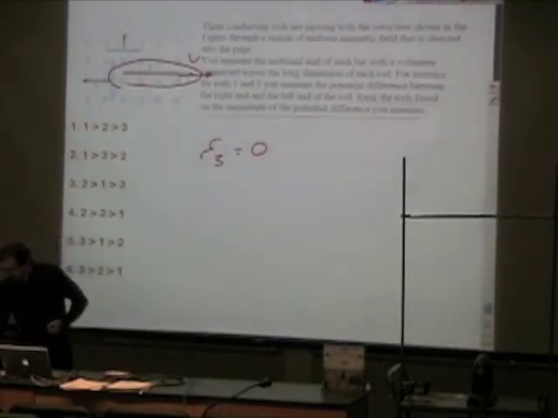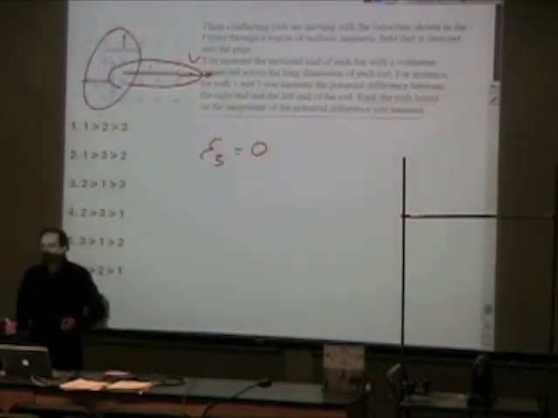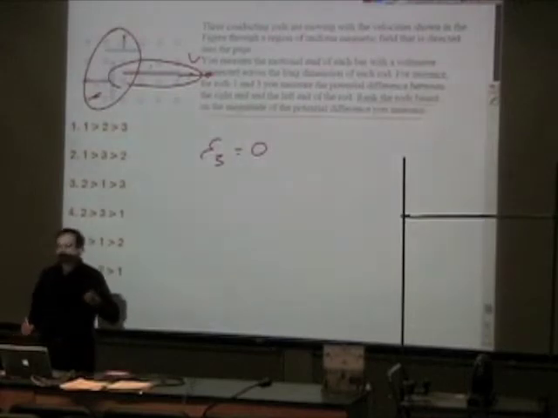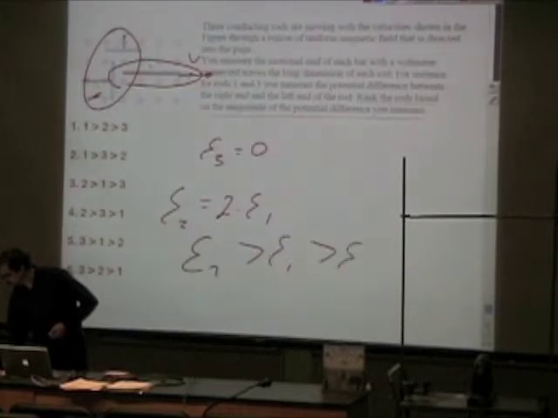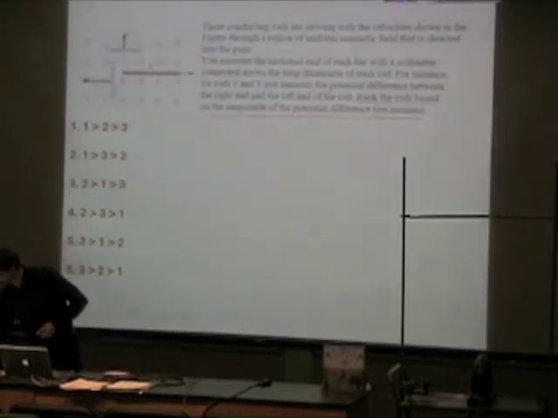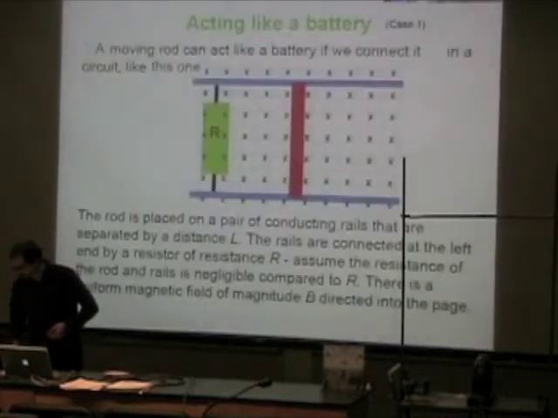And these two rods have the same length. However, this one travels twice as fast. That means the induced EMF number 2 is supposed to be twice the induced EMF number 1. So 2, 1, 3. Very good. Of course, you have the answer here too.